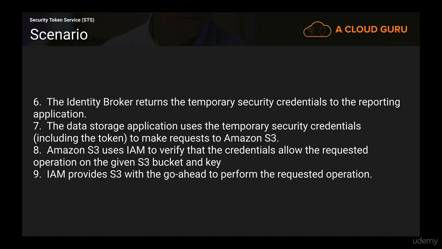In step 6, the identity broker returns the temporary security credentials to the reporting application. And then in step 7, the data storage application uses the temporary security credentials, including the token, to make requests to Amazon S3. Step 8, Amazon S3 uses IAM to verify the credentials and allow the requested operation on the given S3 bucket and key. And then in step 9, IAM provides S3 with the go-ahead to perform the requested operation.